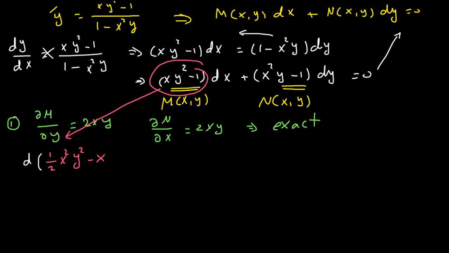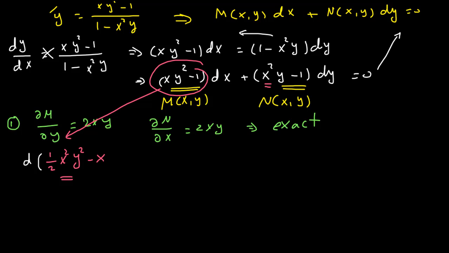Before we close the parentheses, we need to make sure that the differentiation of this function will also give the function N of x and y. So if we differentiate this term with respect to y, what will we get? We will get 2y, and here we have 1 over 2, so it will be x squared y, which is exactly the first term here, so we are fine. And if we differentiate minus x with respect to y, we will get 0. Okay, so that's fine, it doesn't affect the result.